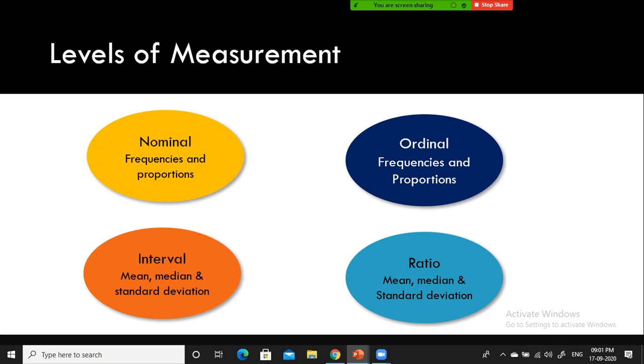In statistics, we call the average the mean. The median is nothing but the middle value, and standard deviation is the variation, right? How far the values are deviating from the middle value, which is nothing but the mean. You cannot use mean, median, standard deviation on the nominal type of variable.